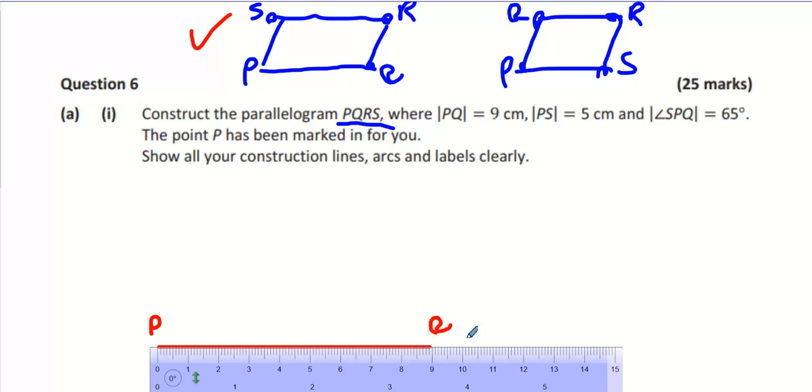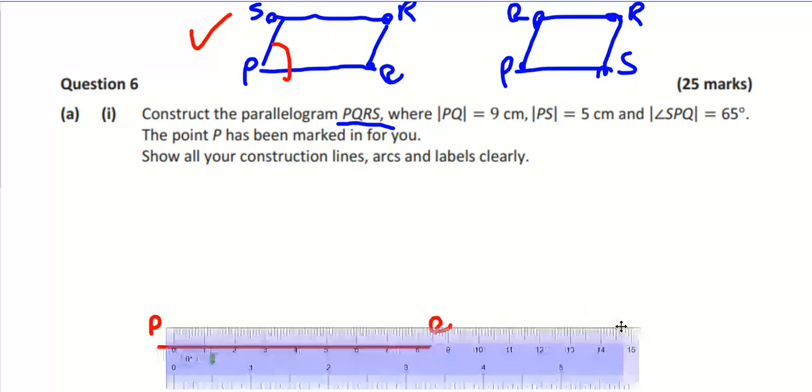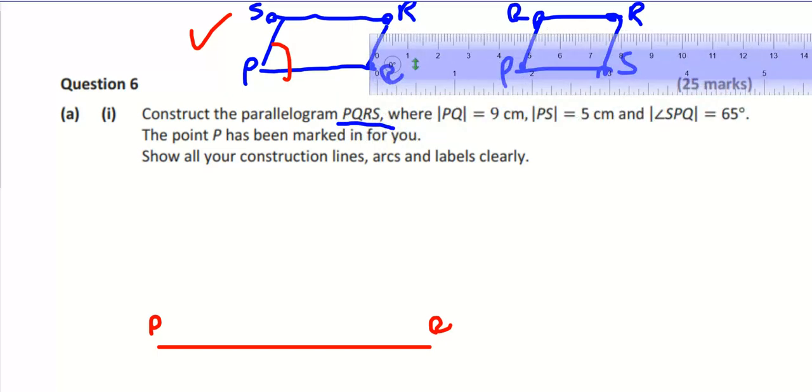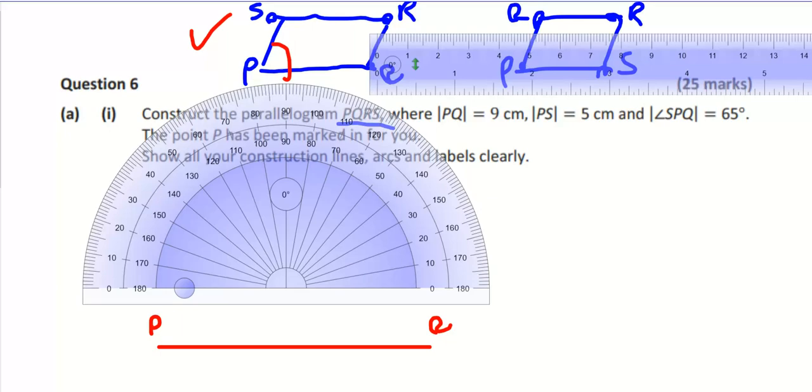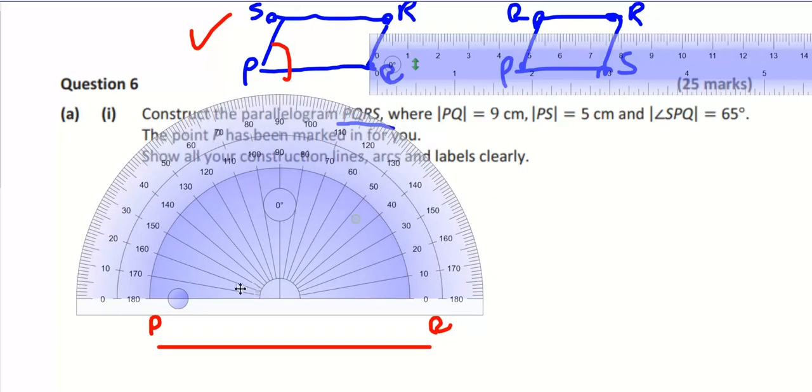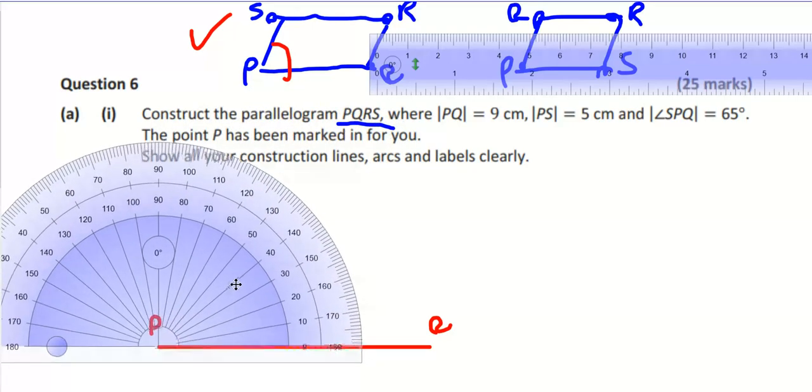P, Q. Okay. What's the next thing it wants from me? SPQ. Oh, look. SPQ is this angle here. Do you see it? S to P to Q. So what I'm going to do is take out my protractor, which is this guy here. And what angle should I do? What angle does it say it is again? 65 degrees. I'm going to go 65 degrees. Okay. Halfway between 60 and 70.